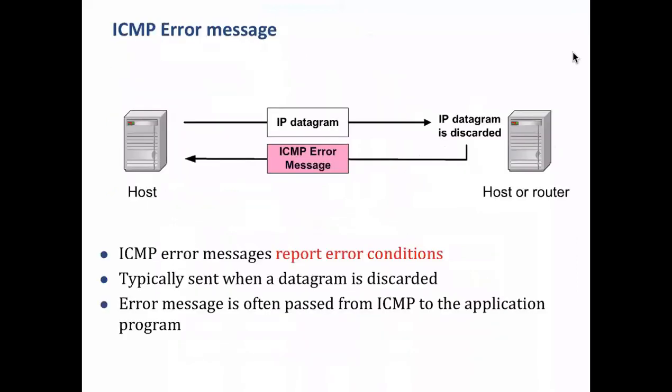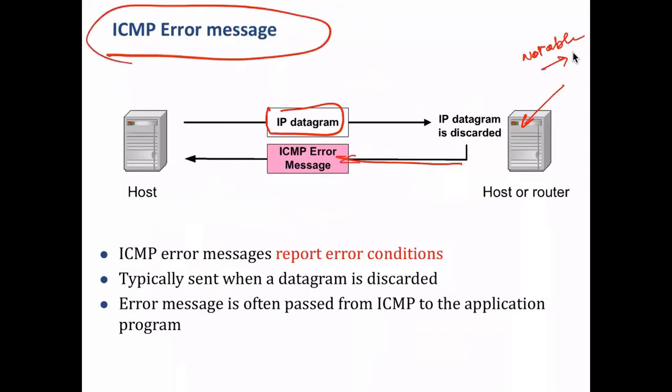Then if you send an IP datagram and the router is not able to process it to send it further, then it will send an error message. So we have a set of error messages. These error messages come back to the host, and the host will come to know about network conditions, say congestion, for example, in the network.